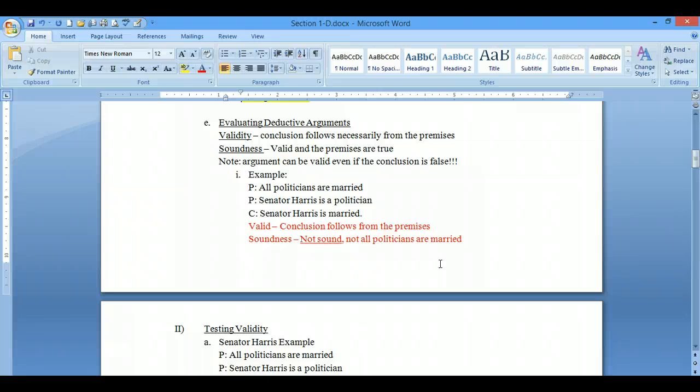Let's go to our first example. Our first premise is all politicians are married. The second, Senator Harris is a politician. So our conclusion is Senator Harris is married. Now let's go back and talk about general versus specific. My premise here is all politicians. That's a broad statement, so I already know that I have a very general premise. And if I look at the conclusion, it leads me down to Senator Harris is married.